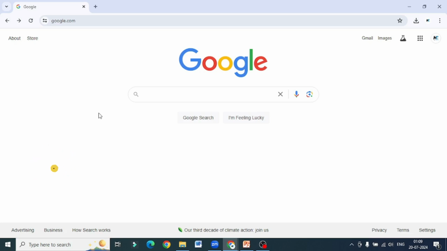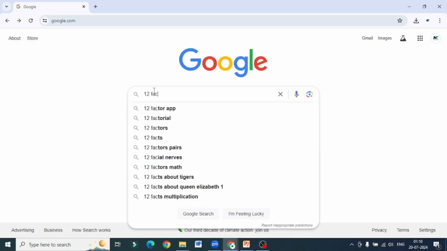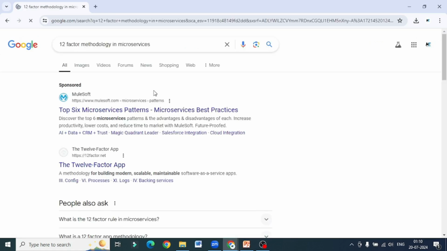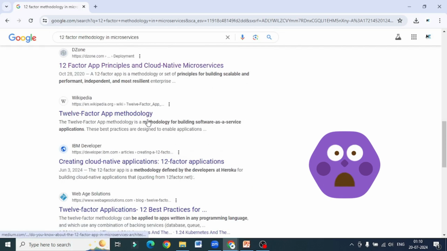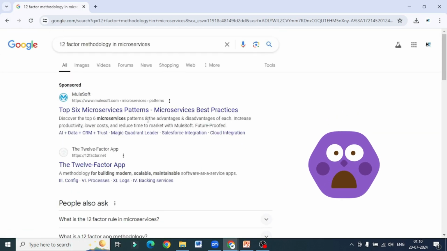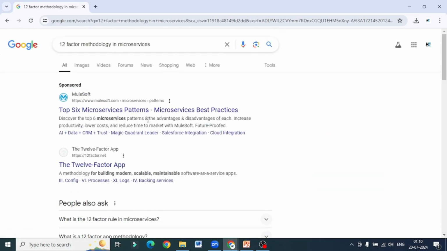Yes, you can Google it, saying 12 factor methodologies in microservices, and there is a lot of information in it. So let's make it very simple and try to understand what these 12 factor methodologies are. So let's get started.